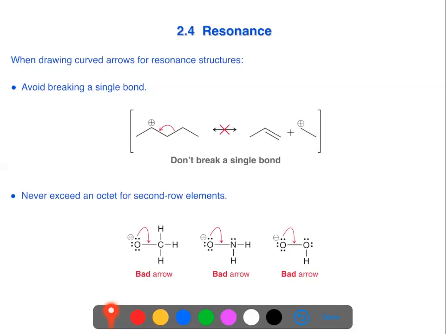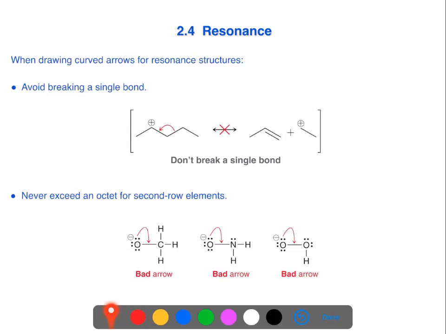Now, a few other points to make about drawing curved arrows for resonance structures is that we avoid breaking single bonds. So as you can see in this first example, this would not be considered a resonance structure. These are two different chemical entities. What's happened here is you've broken a bond as opposed to delocalized electron density within 2 or 3 atoms. And so this would be an incorrect resonance structure and not something that you can do with your curved arrow formalism.